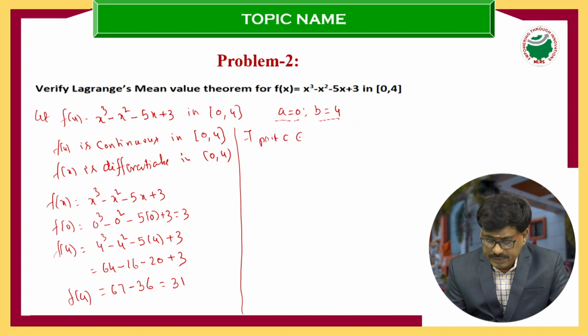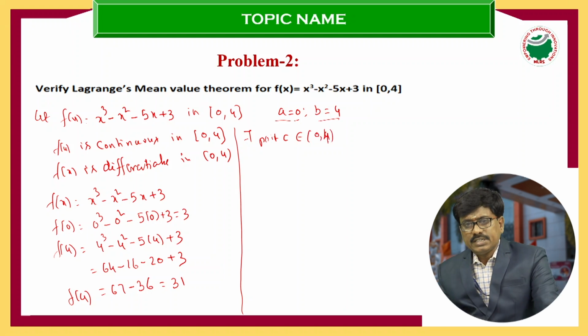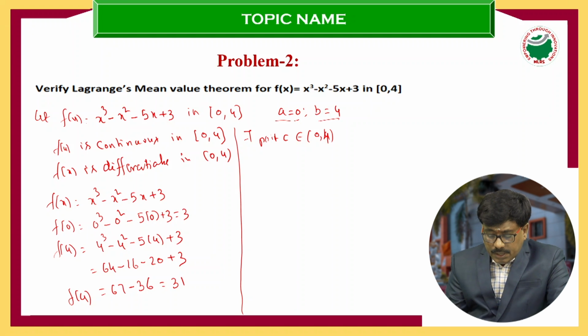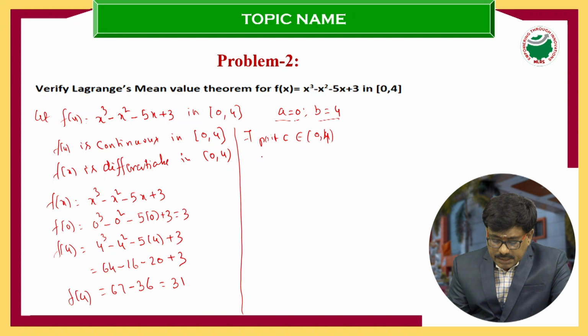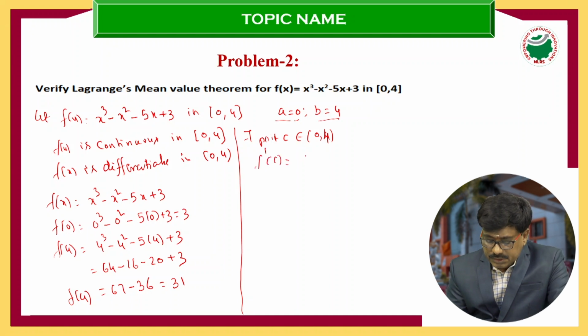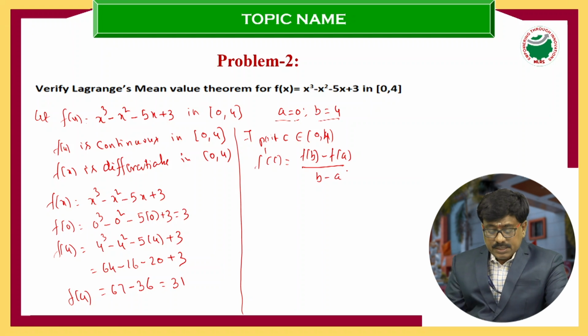But Lagrange's theorem says there always exists a point c in the open interval 0 comma 4. We need to verify this in the open interval 0 comma 4. What is the condition? f dash of c is equal to f of b minus f of a divided by b minus a. We still need to calculate f dash of c value.